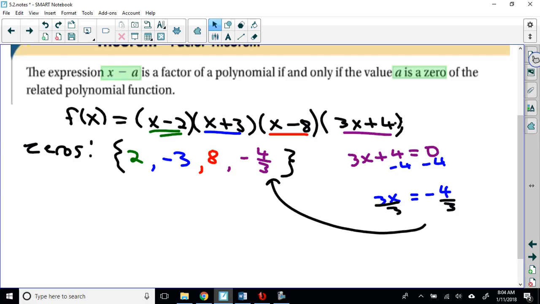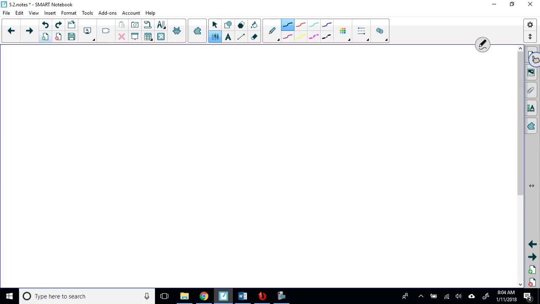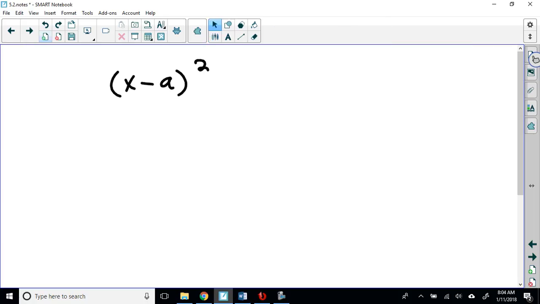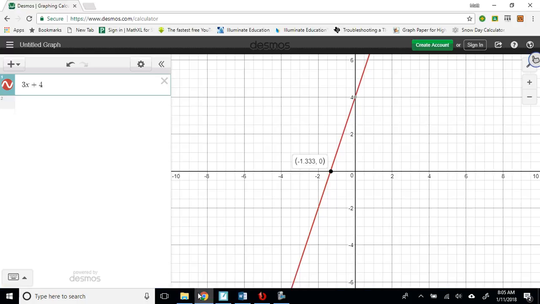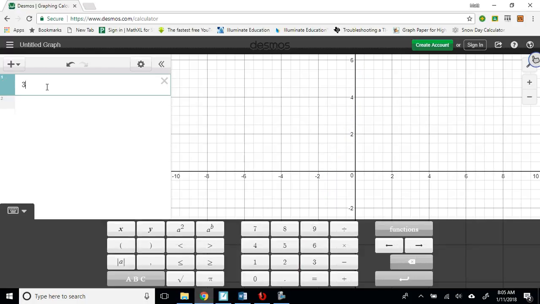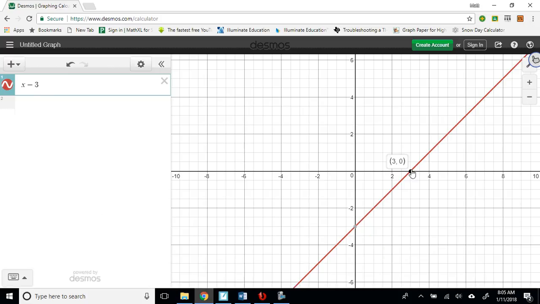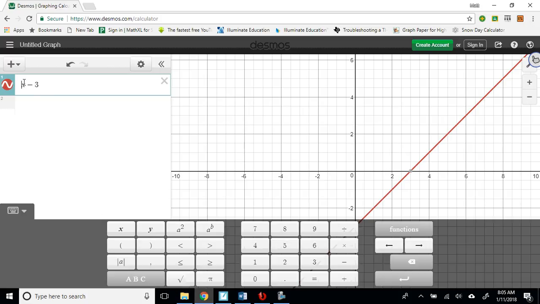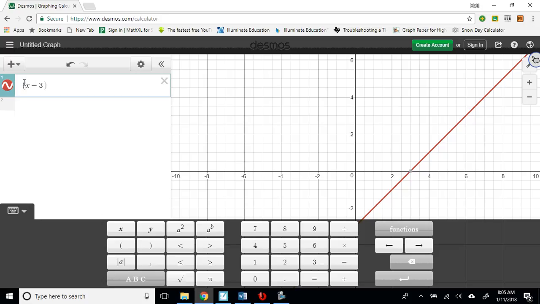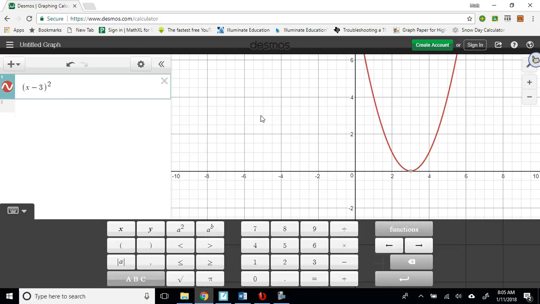One thing I'd like to consider is what happens if we have something like this? What happens if we have x minus a, the quantity squared? Let's take a look at what that looks like. Suppose we have x minus 3. We know there's a root there when x is 3, but what happens if we take this quantity and we square it? Let's explore that idea.